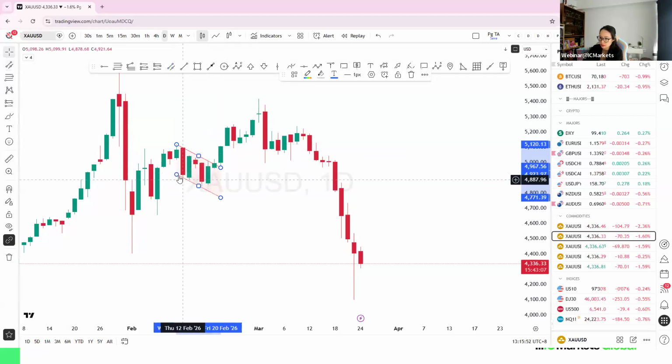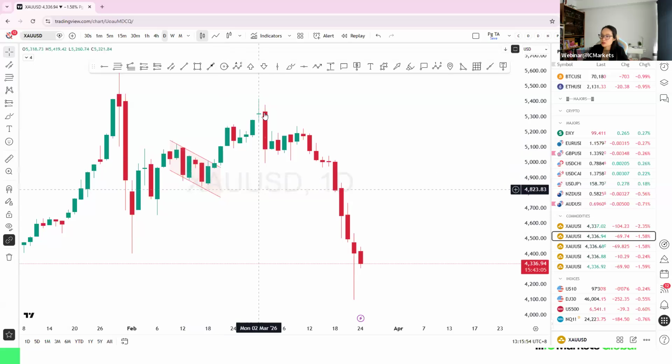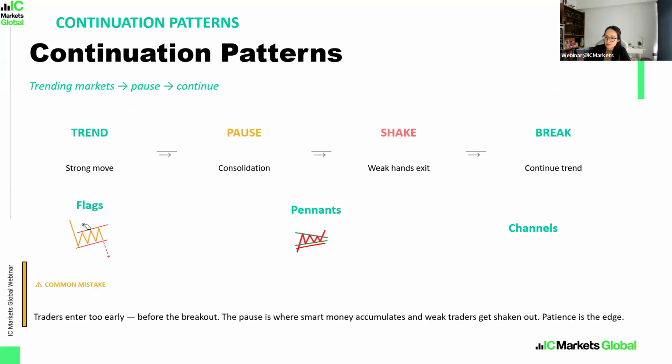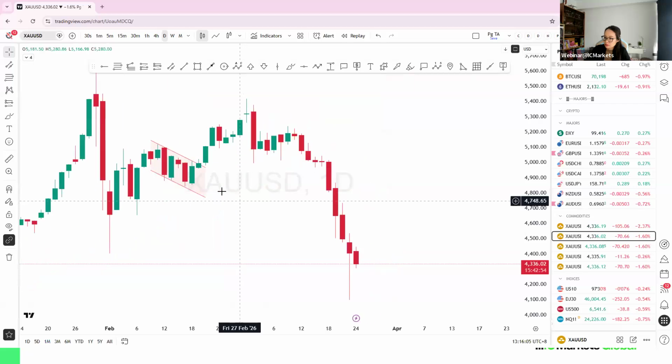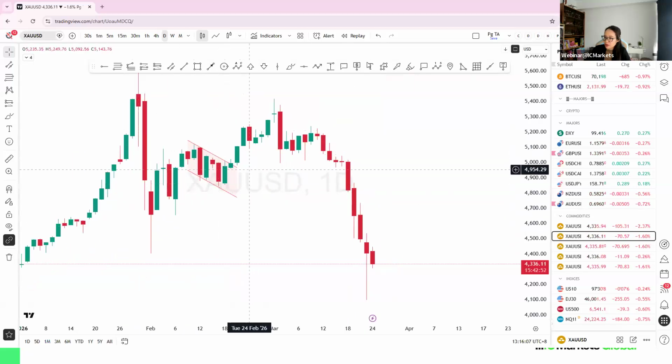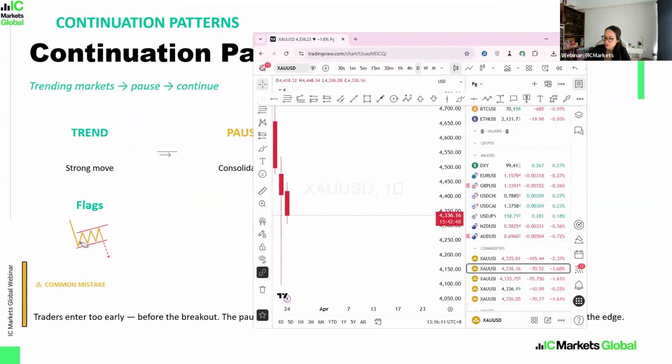This could be the channel, or this one could be the flag, right? Flag here. So this one, it will look like this. This is gonna be the bullish flag, right? Which is, you see that? This is bearish. This is the bullish.